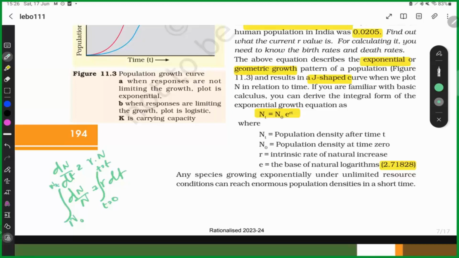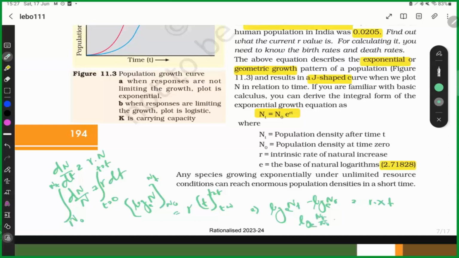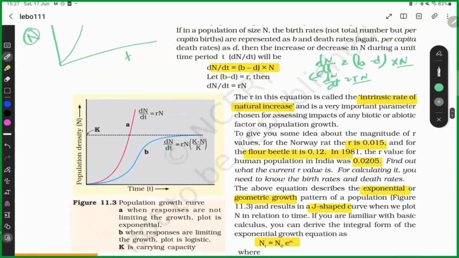The integral of dN by N is equal to log N, so log Nt minus log N naught equals rt. Nt by N naught is equal to e to the power rt, so Nt is equal to N naught e to the power rt. You can do this if someone asks how this equation comes from this.